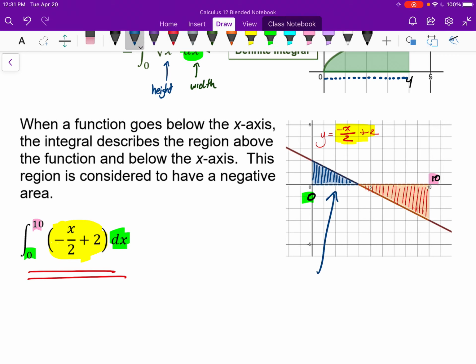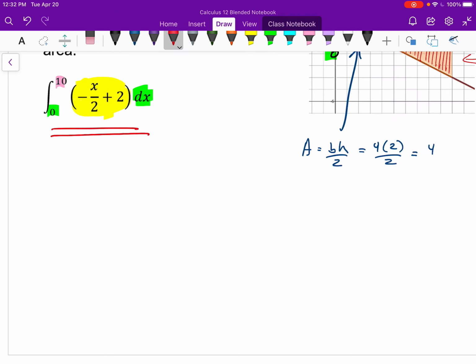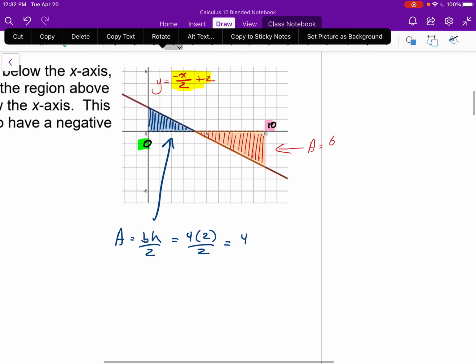And so the area of that particular triangle there is base times height divided by 2. In this case, the base is 4, the height is 2, divided by 2, we get 4. So that's the area of that region shaded in blue. And then over here, the area of this region is base times height divided by 2. In this case, the base is 6, and the height is 3. 6 times 3 divided by 2 is 9. But that area is below the x-axis, so the area of that is negative 9.